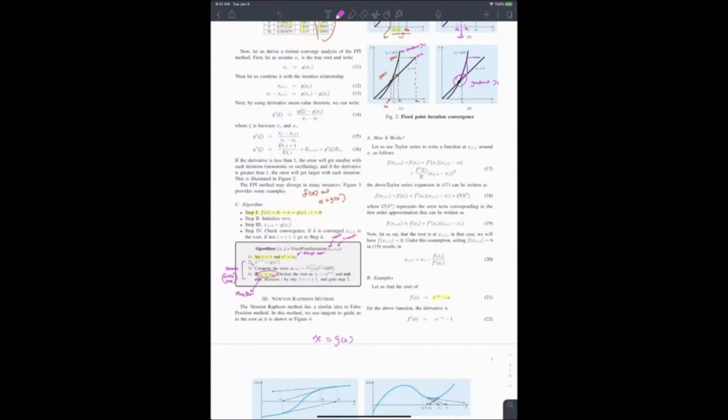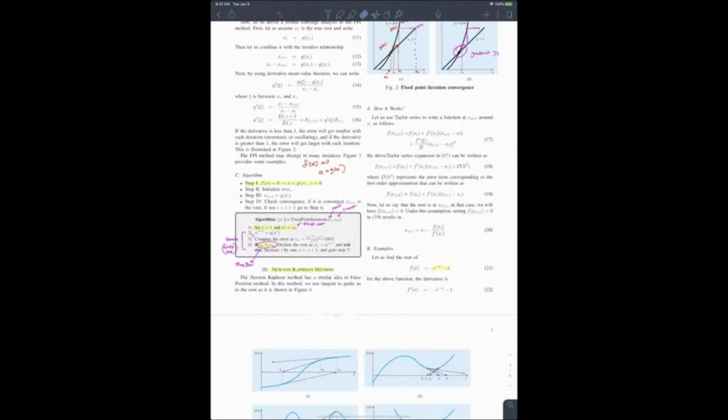So that's all for the fixed point iteration method. This is one of the open methods. Why is it an open method? We don't use a bracket. Now let me go to the Newton-Raphson method. One of the well-known, very famous methods for root finding. Obviously invented by Newton.